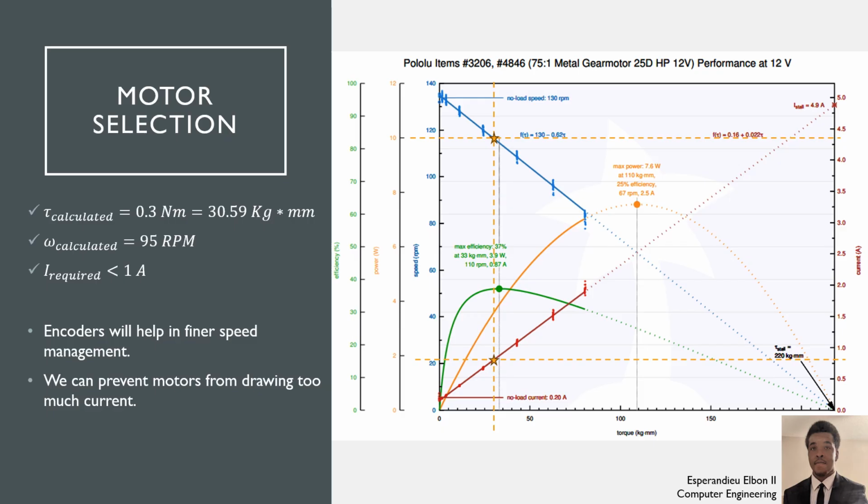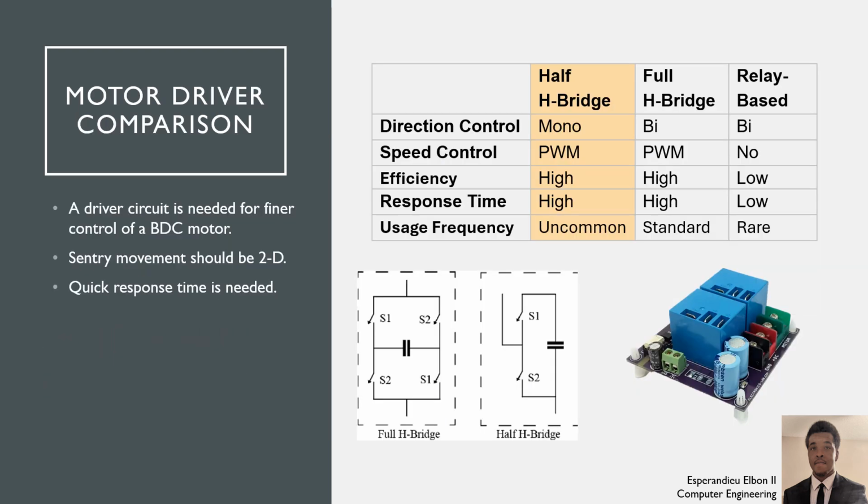The only issue is the potential to draw greater than 1 amp of current. This can be managed in software and will be explained later. Also, the encoders are to help with finer speed management. Further examining the behavior of brushed DC motors, the need for a motor driver becomes apparent. Without one, a brushed DC motor spins at a speed proportional to its supply voltage, and it spins in only one direction unless the terminals are manually switched.